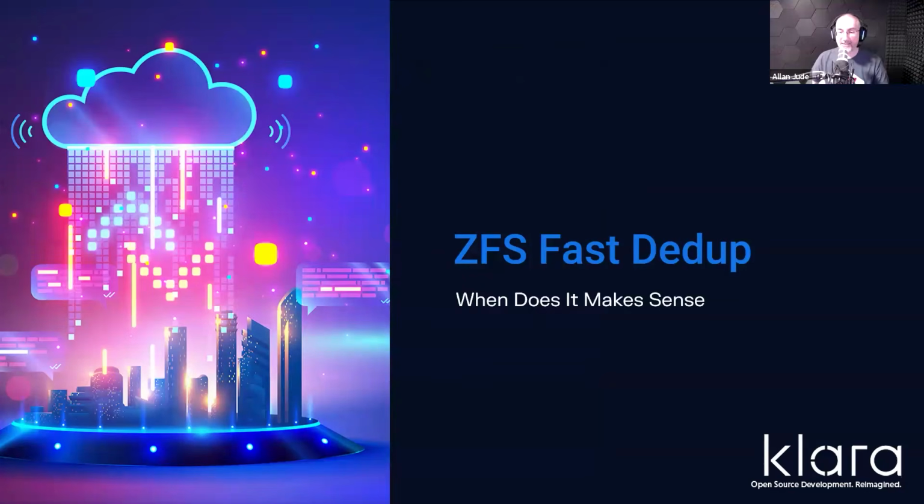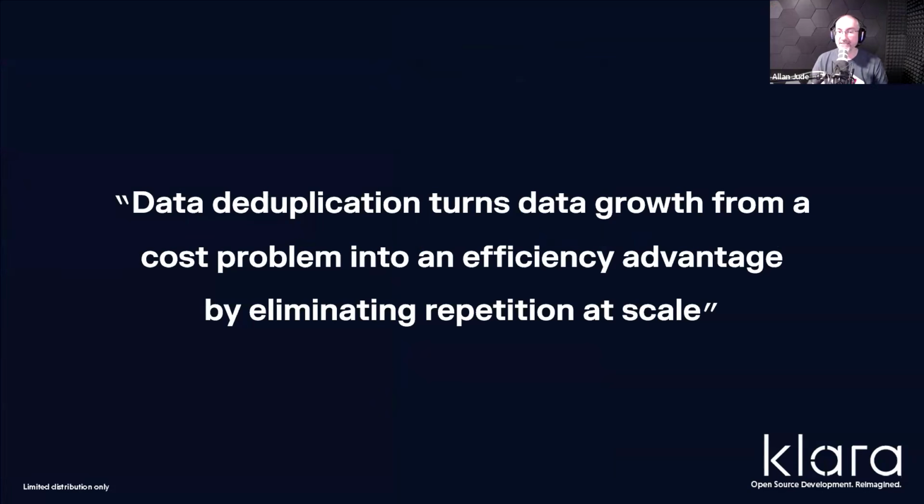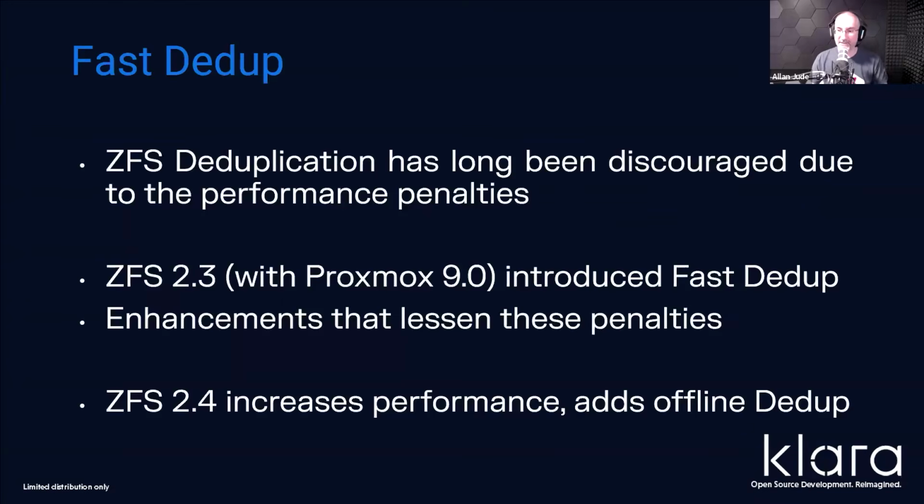Yep. So one last thing we want to talk about, a big advantage of using ZFS is getting access to some of the ZFS features, like the new fast dedupe. Data deduplication basically turns your data growth from a cost problem into an efficiency advantage by eliminating that repetition at scale. Especially if you're doing this VDI thing like Wendell was talking about, where we're spinning up new copies of the same VM every time someone logs in, there's going to be a lot of duplicate blocks we can take advantage of there. Possibly even more if you're doing it long term without the ephemeral VMs, where you're not re-cloning off the golden image as frequently.